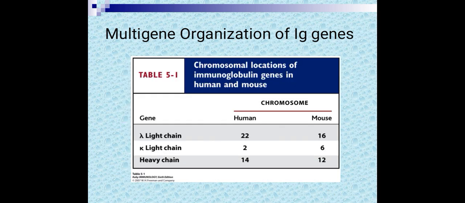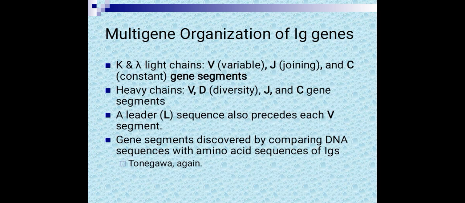Multi-gene organization. Lambda light chain: human chromosome 22, mouse 16. Kappa light chain: human 2, mouse 6. Heavy chain: human 14, mouse 12. Don't get confused. Lambda, kappa: 22, 2 in human. Mouse lambda 16, kappa 6. Heavy chain in the case of human 14, in the case of mouse 12.